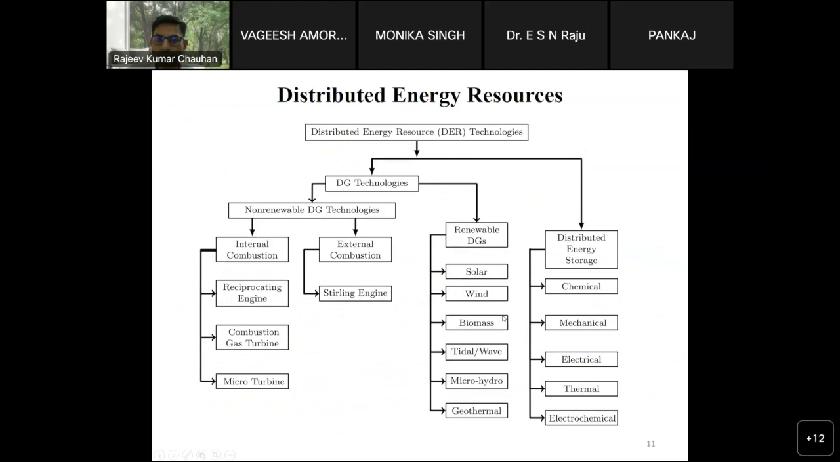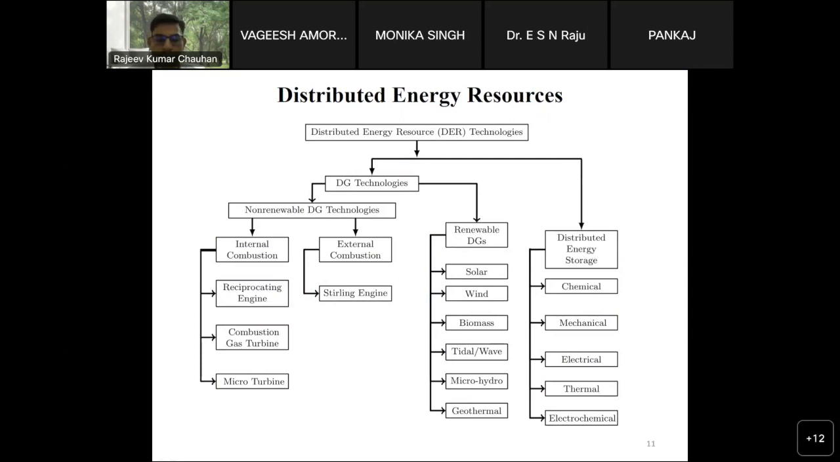These are the different distributed energy resources. As we can see, we are mainly classifying the DERs into two types of technologies. One is the DG technologies, another is distributed energy storage. Coming to the DG technologies, we have renewable DGs as well as non-renewable DGs. In the non-renewable DGs, we have internal combustion and external combustion. There we have three types, and in external combustion we have one type.